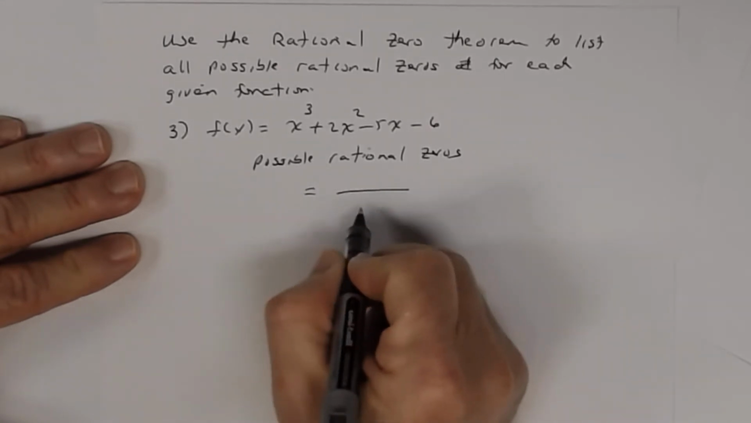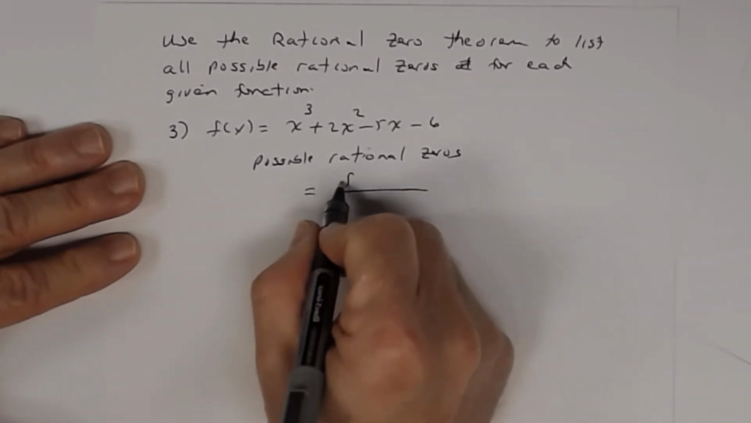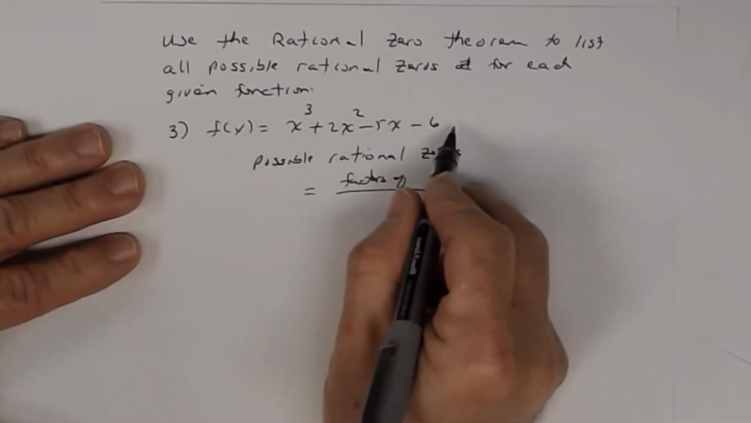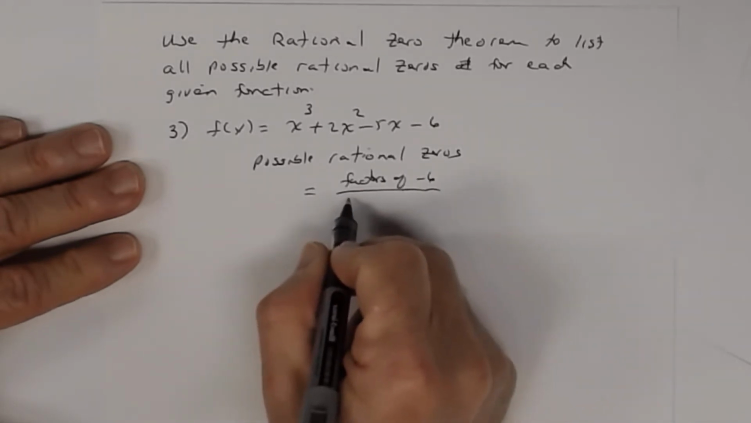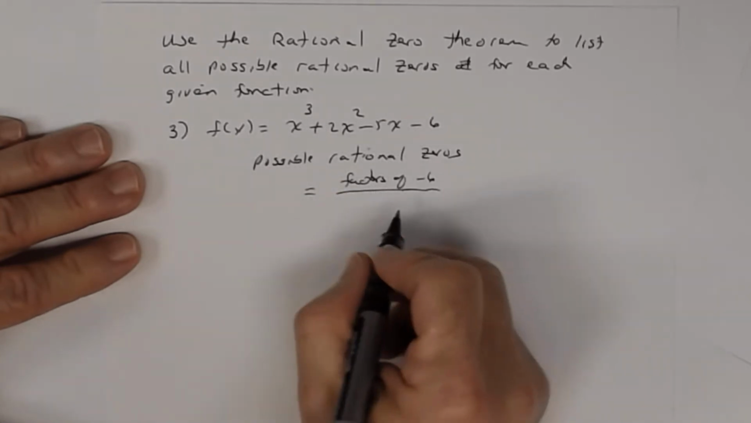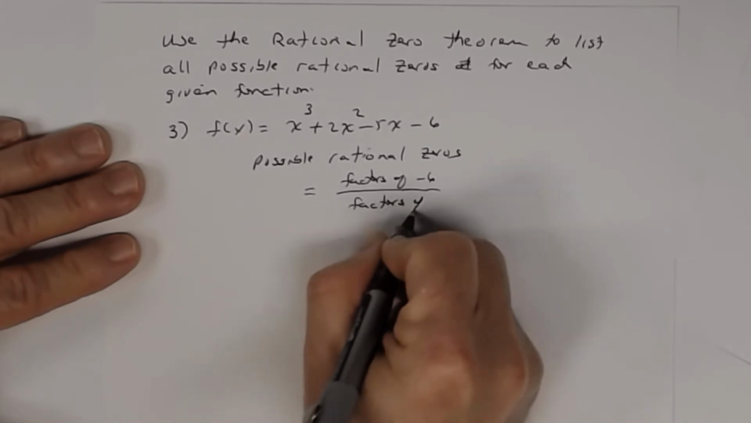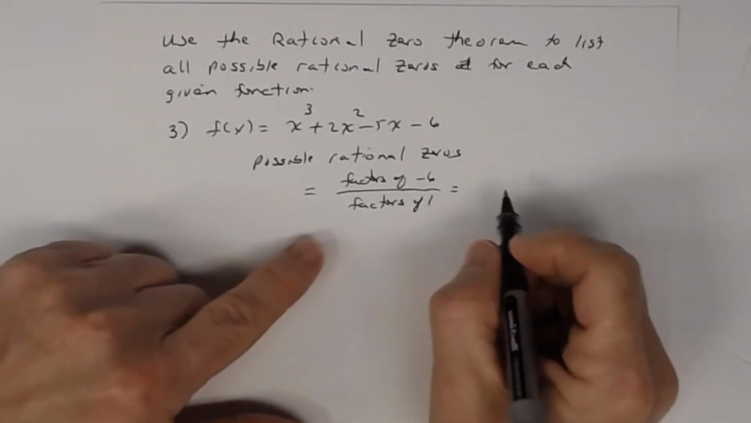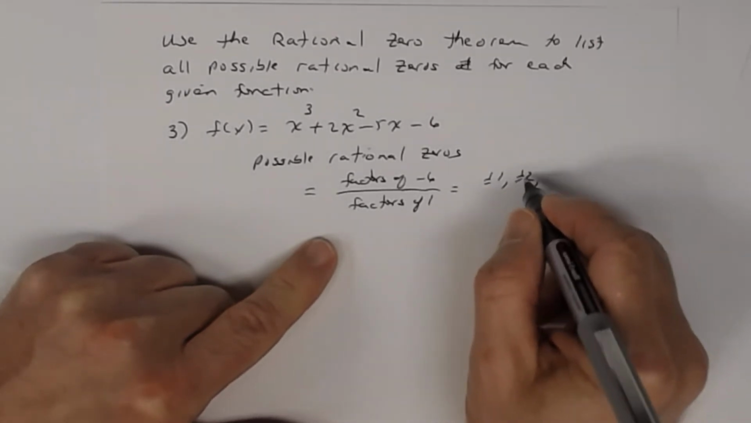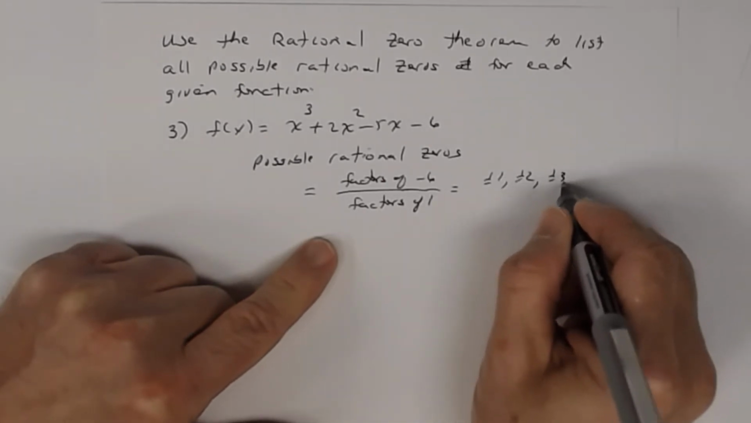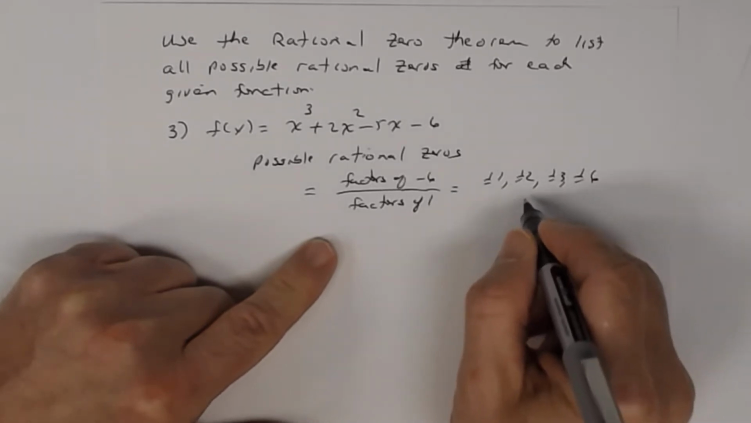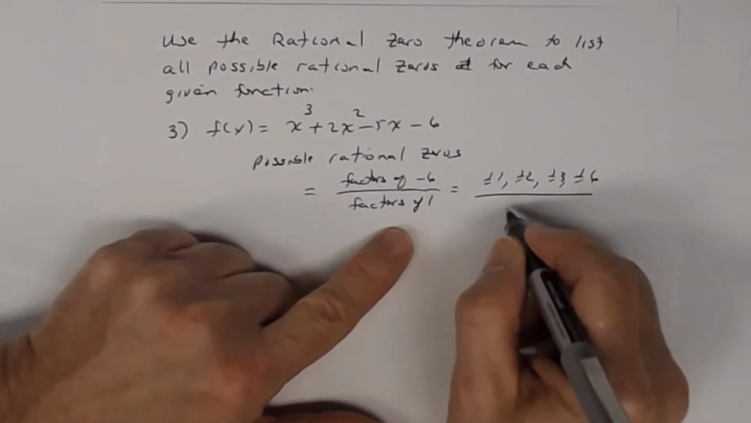Remember it's P divided by Q, where P are going to be integer factors of the constant coefficient, in this case -6, and the denominator Q would be the factors of the leading coefficient 1. So the factors of -6: plus or minus 1, plus or minus 2, right? Because 2 goes into 6 evenly. And don't forget, 2 times 3 is 6, so you better put plus or minus 3. And then 1 times 6 is 6, and that's it. That's all the factors of -6. The only factors of 1 are plus or minus 1.